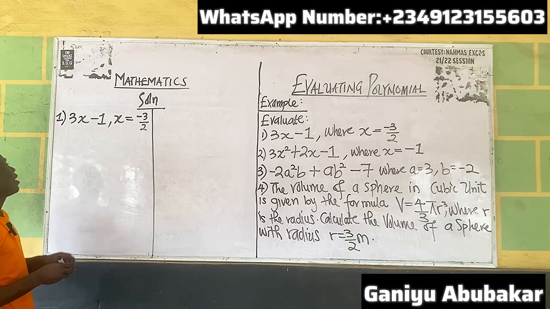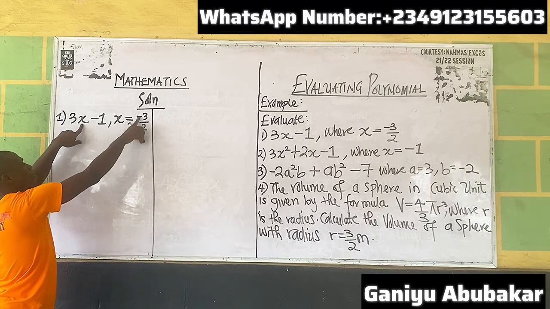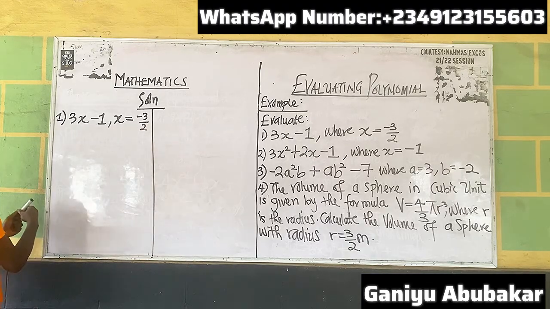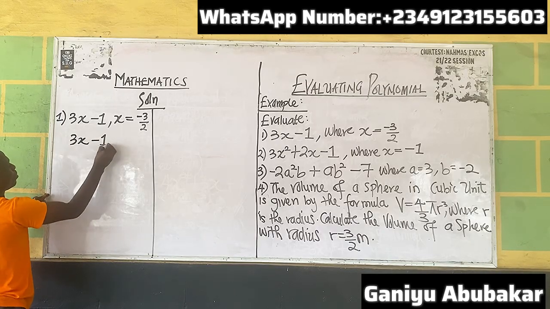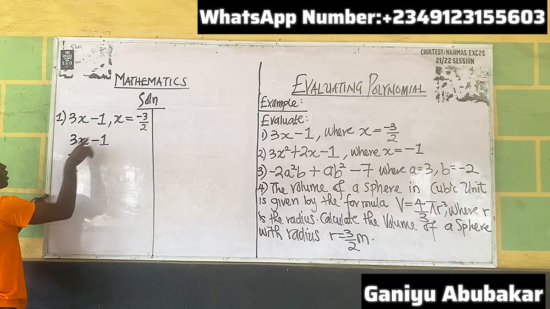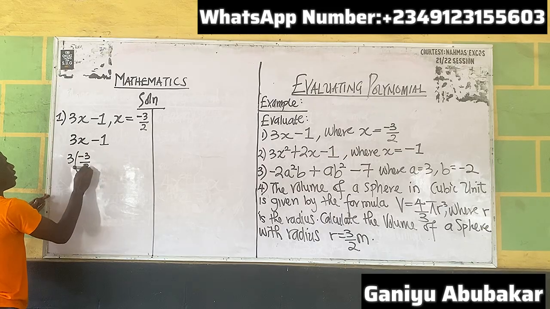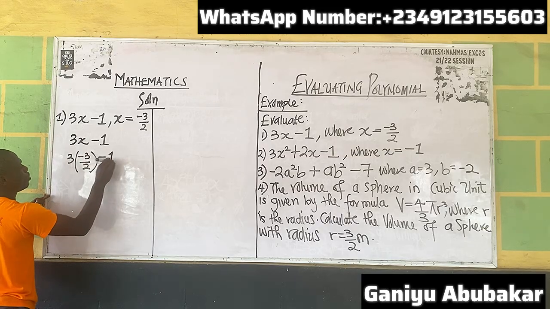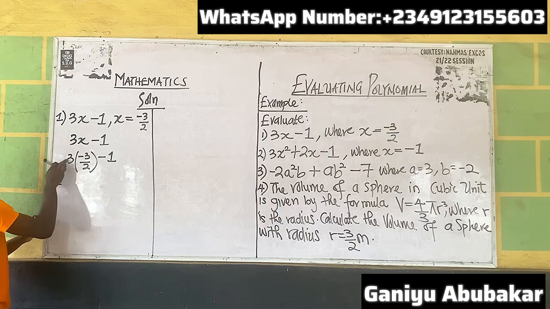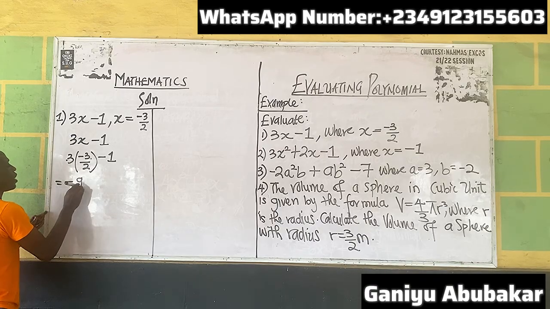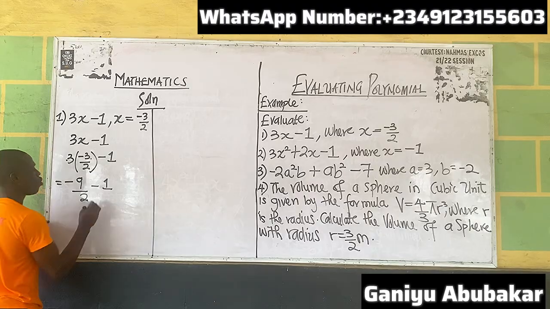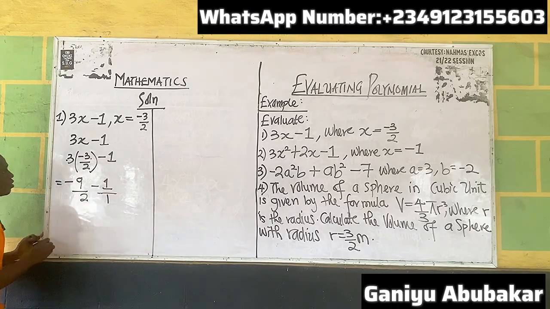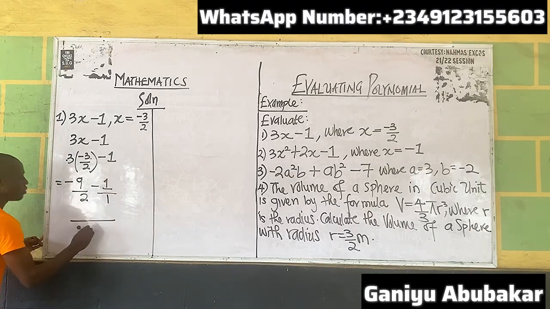The idea is this. Anywhere you see x, put what there? Minus 3 over 2. That gives you 3 into minus 3 over 2, then minus 1. This gives you minus 9 over 2 minus 1. Of course, an invisible 1 should be here. Take the LCM here, which gives you 2.